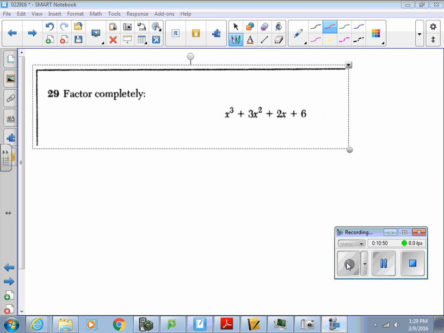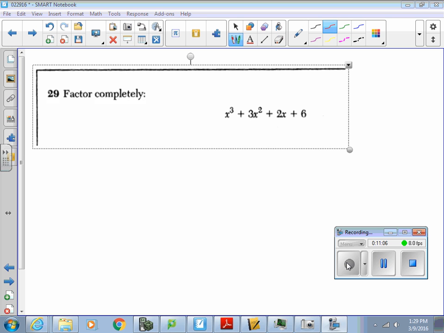Okay, you're asked to factor this completely on number 29. Anytime you see 4 terms, you should think about maybe you have to group. But you want to also look, is there a greatest common factor? In this case, there is no greatest common factor.